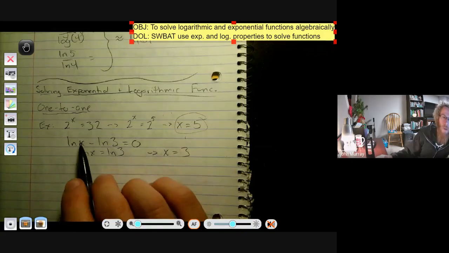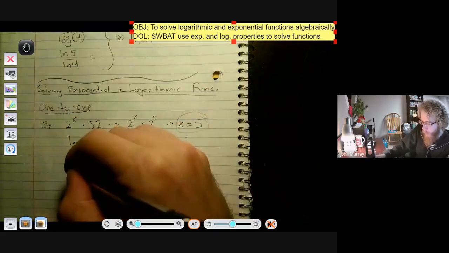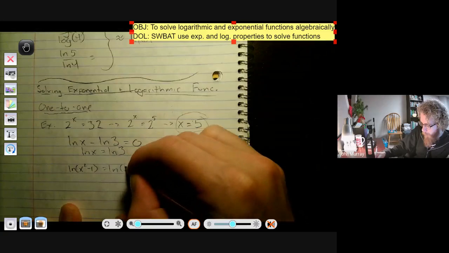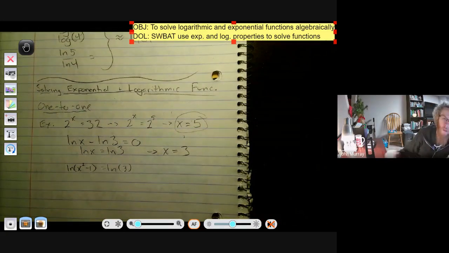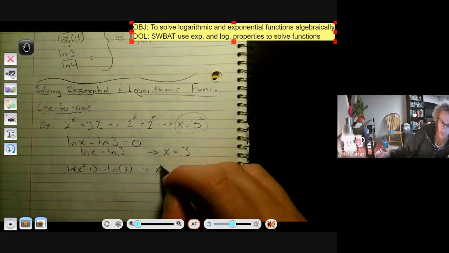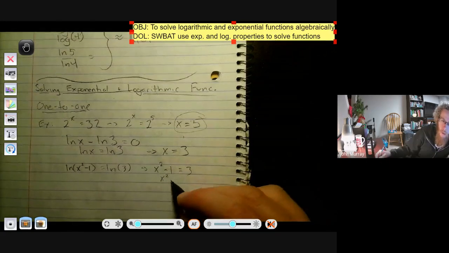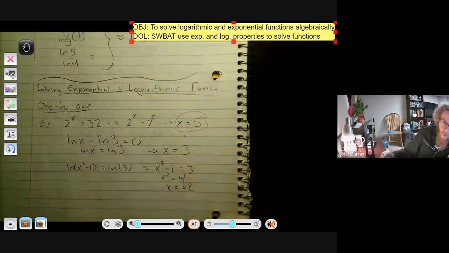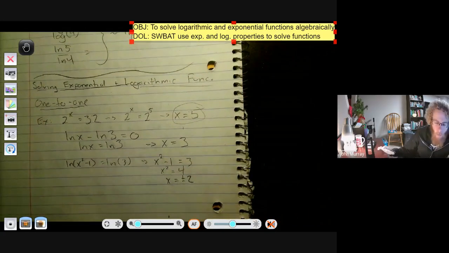And the same holds true if this was a formula. If I had something like ln of (x squared minus 1) equals ln of 3, again, we would just look at the inside. I would add 1, and I would get x equals positive or negative 2. All right, so again, we've seen all of those before.